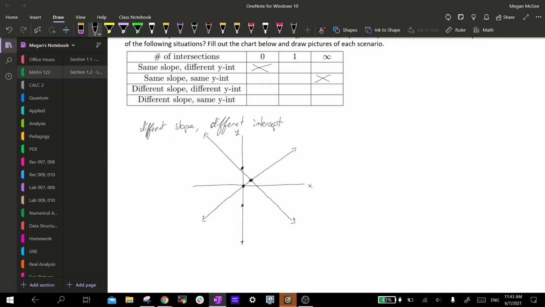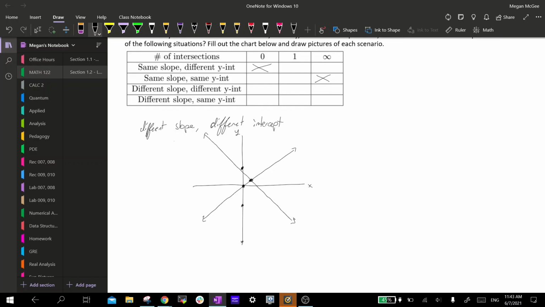No. So 2 lines can only intersect 0 times, 1 time, or infinitely many times if it's the same line. But there is no possible way a line can intersect 2, 3, 4 times. Okay? That would be something other than a line if it did that.